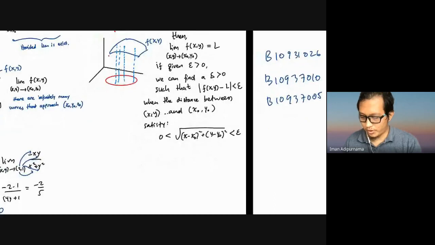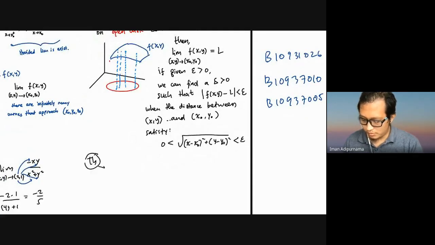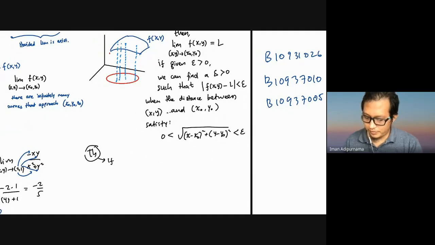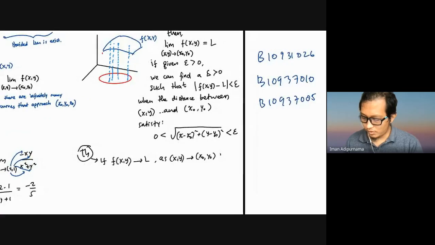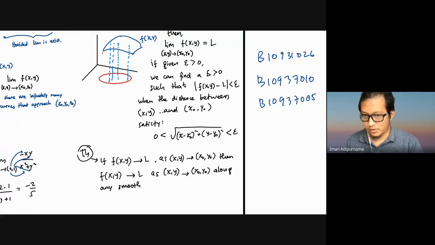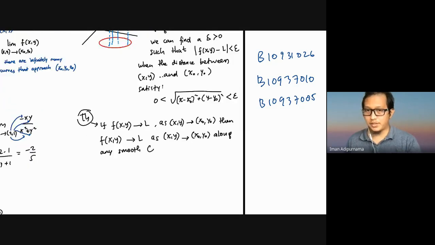Or we can write it more theoretically. So if the function approaches some value as the point is approaching this point, then the function will be approaching L as this approaches this along any smooth curve C.